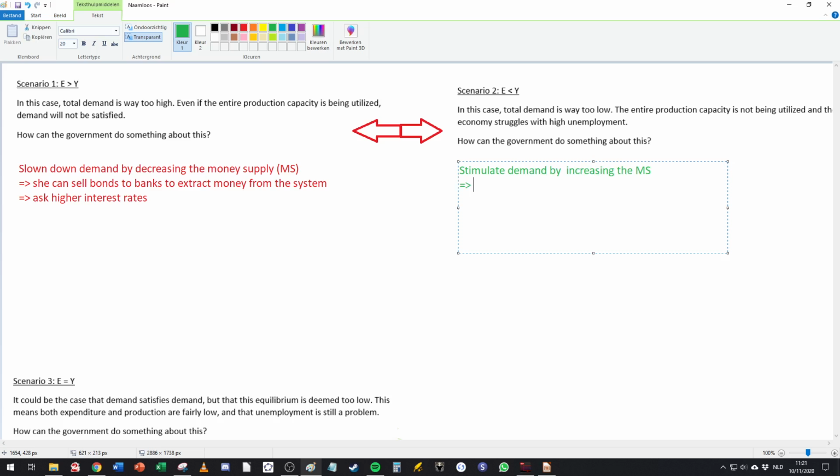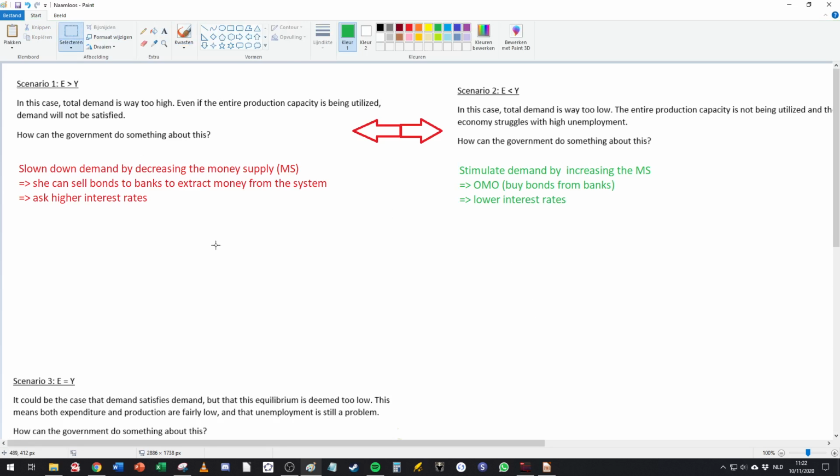How can she do this? She can perform an open market operation. In this case, she will buy bonds from banks. So this will inject the economy with freshly printed money. She could also lower the interest rates to stimulate more investments and stuff. Interest rates, that's it. So these are very important.